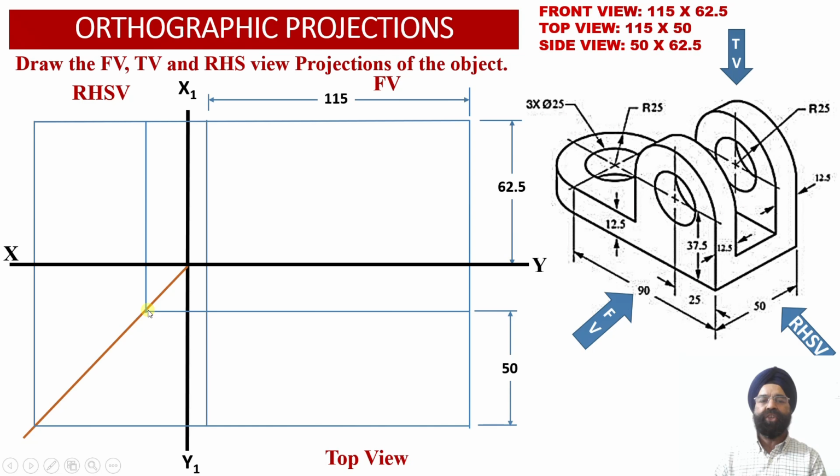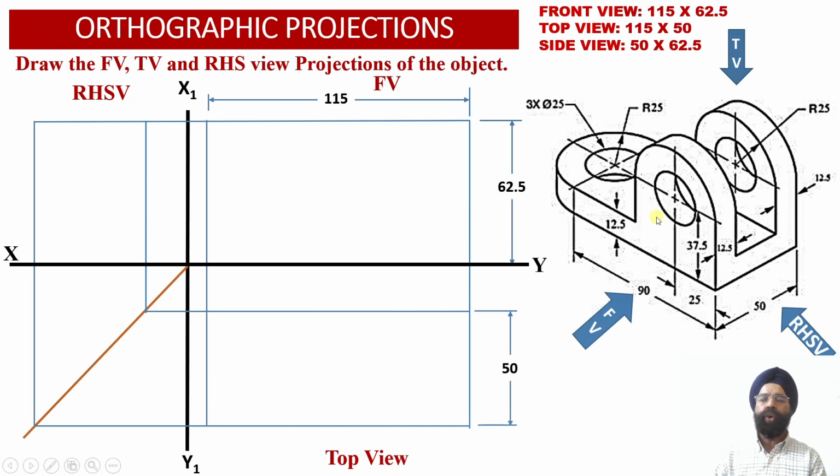So now we can check, we have been able to obtain the right hand side view face, which is going to measure 62.5 millimeter, it is the height, and 50 millimeter, it is going to be the depth of the solid over here. So the front view face, the top view face, and the right hand side view face of the solid have been obtained into the orthographic projections over here.